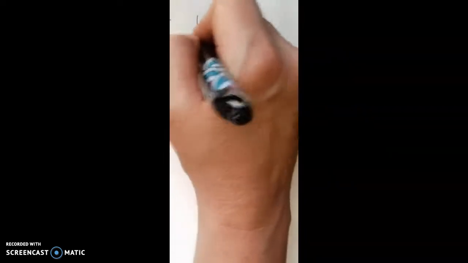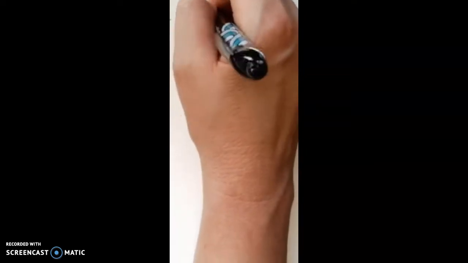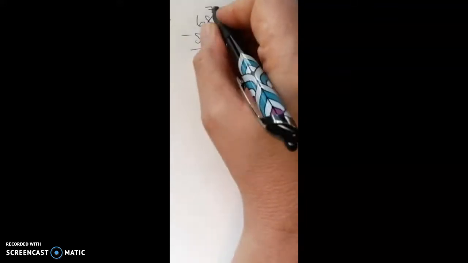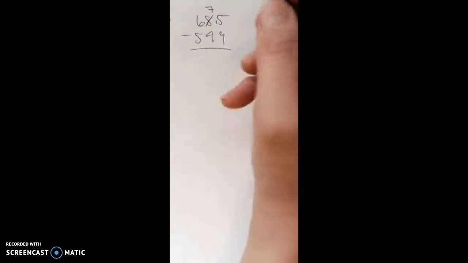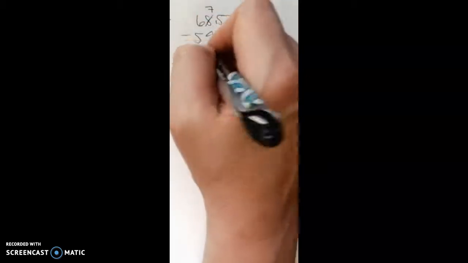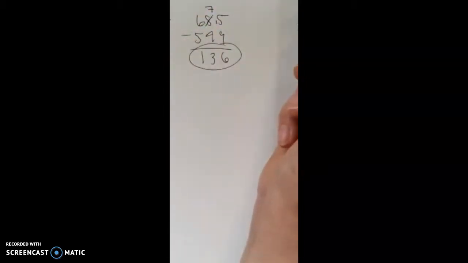So 685 minus 549. 9, you can't take from 5. So again, we would have used the language borrow, but ungrouping is better. And cross the 8 off, make it a 7, and give a little tiny mark by the 5 and make it 15. 15 minus 9 is 6. 7 minus 4 is 3, 6 minus 5 is 1, and I get 136.